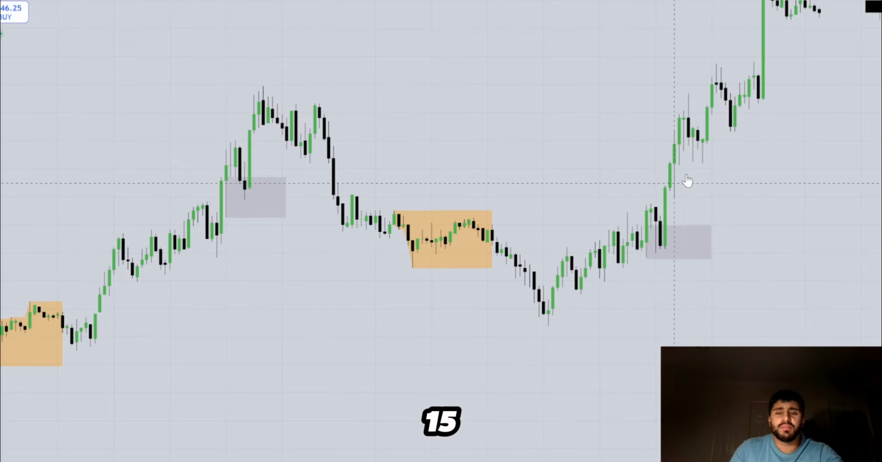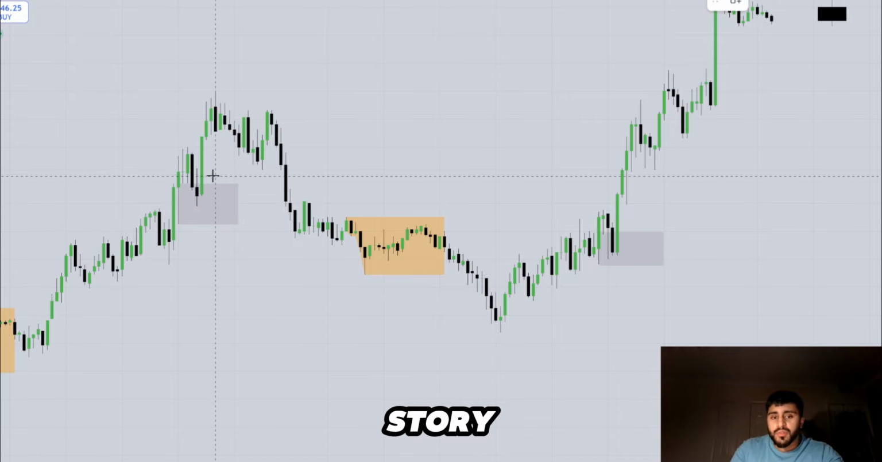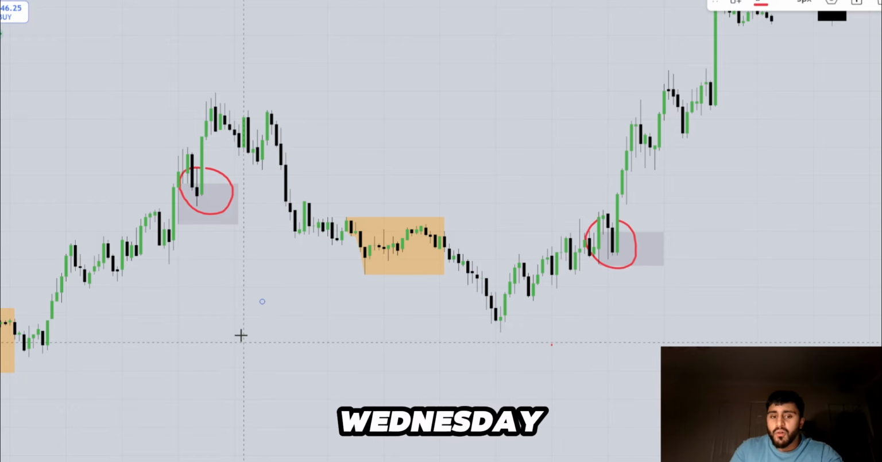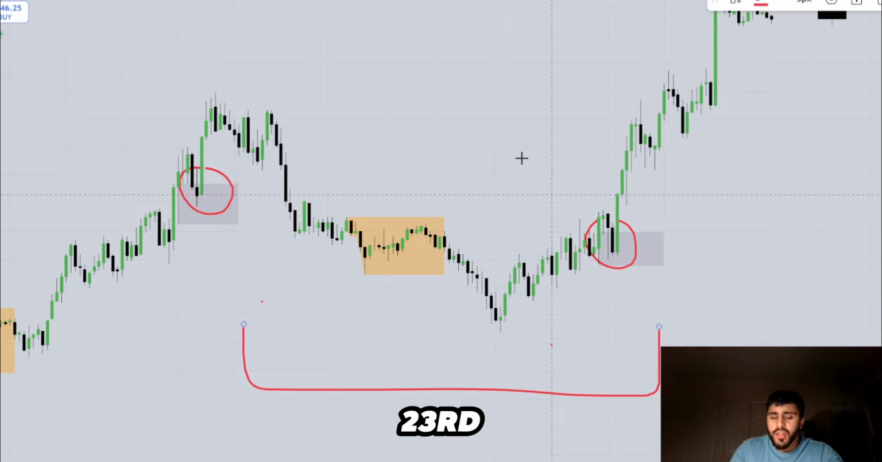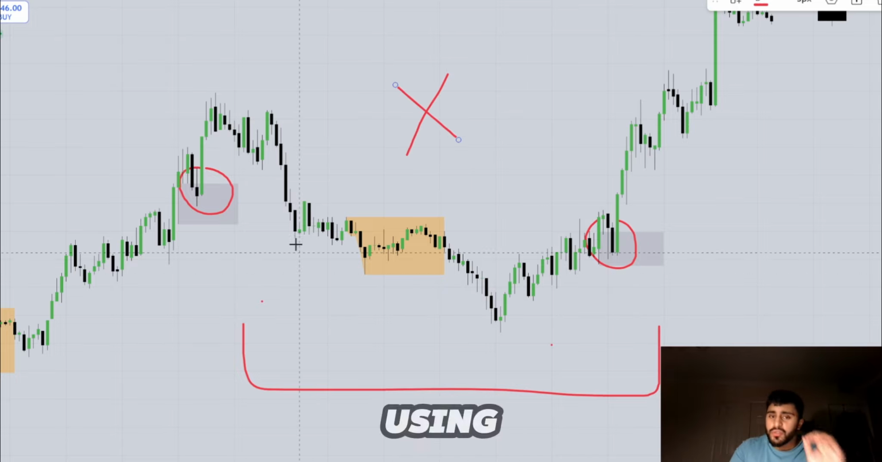So here we have the 15-minute time frame of ES, and we're going to be going over my chart settings, right? So on the regular candlestick chart, which by the way, cannot give you the full story. So we're going to be breaking down a trade you could have taken here and a trade you could have taken here. So this is now Thursday and Wednesday, so that's the 22nd and 23rd. But it's important to understand you will never get the full complete picture from using this chart.